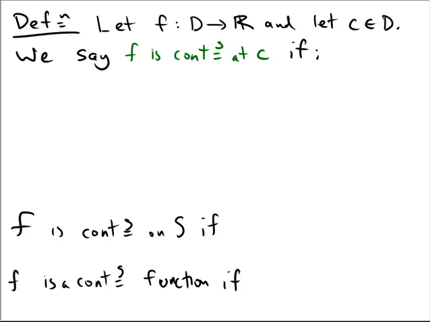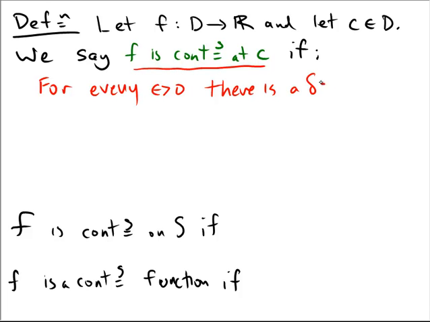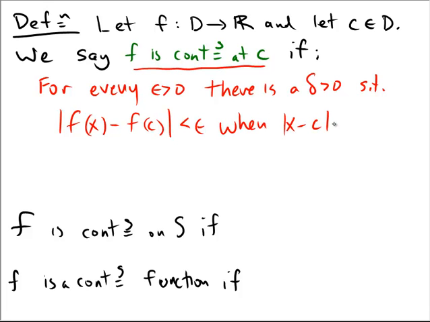Okay, so let's define now. We'll define continuity as follows: we'll let f be a function that goes from some domain D into R and let c be an element of the domain. We will say that f is continuous at c if for every epsilon greater than 0, there is a delta greater than 0, such that |f(x) - f(c)| < epsilon when |x - c| < delta. Oh, and x is in D, of course, it has to be part of the domain.